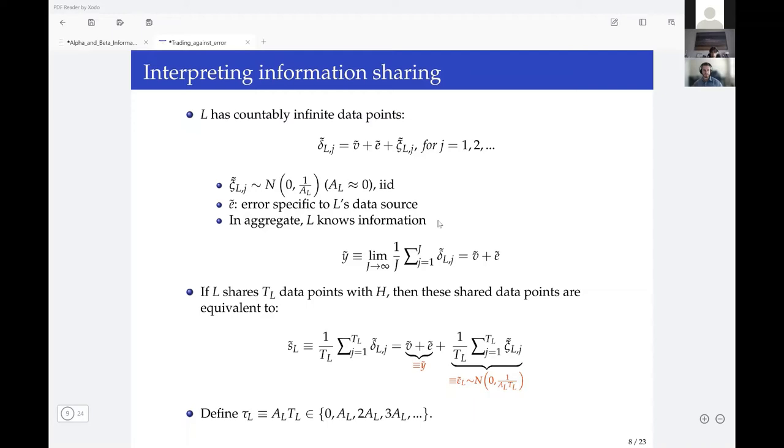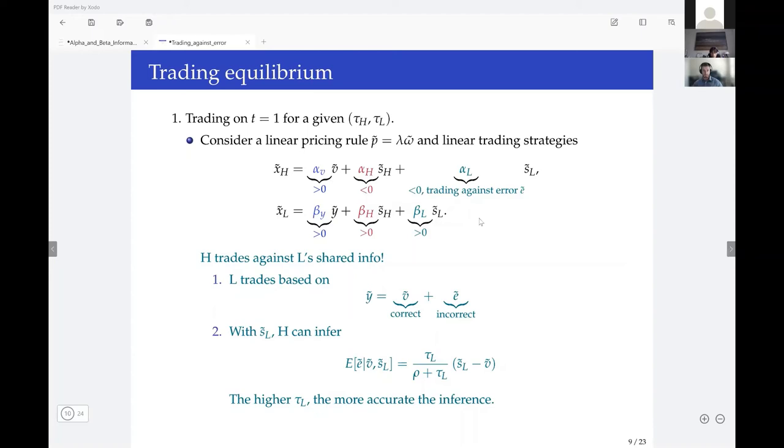Now let me talk about the key mechanism, the mechanism driving everything. That's the key result. Each investor will trade on their signals. H investor trades on her information V and also the shared signals S_H and S_L. L investor also trades on her information Y and also the shared signals S_H and S_L. All those alphas and betas are endogenous. The key observation here is that alpha L is negative.